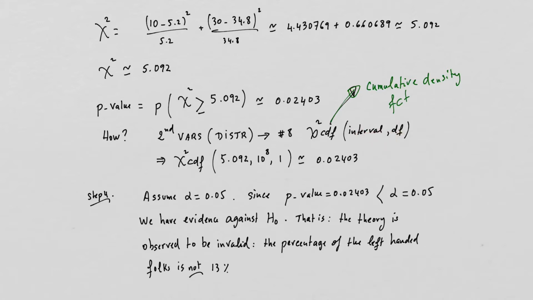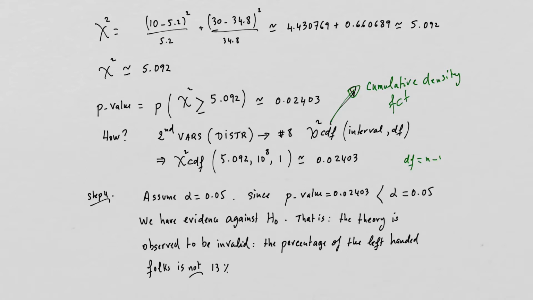The parameters that you enter here are the interval and your degrees of freedom. So we write 5.092. That's the right hand side value. So I'll draw a picture in a second. The upper limit is a large number. I tend to write 10 to the 8, and degrees of freedom here is going to be 1. All you have to do is n minus 1. That's all you have to do in this example.